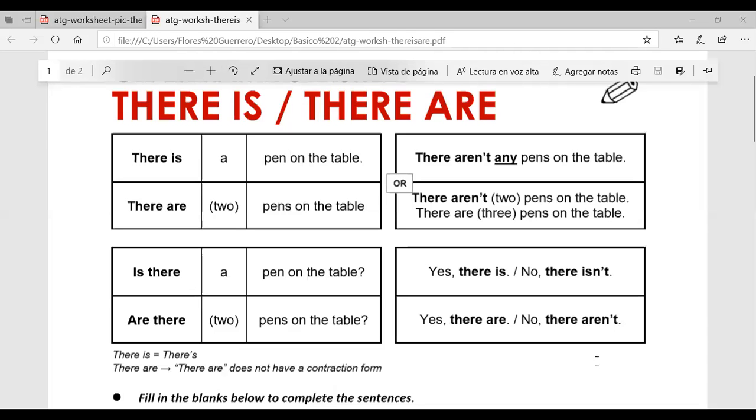Okay, we're gonna use there is for singular, and there are for plural. And this is what we have here in this chart. It explains that there is is for singular objects, okay? As we said yesterday, we're gonna use it in affirmative singular, there is. But if it's negative, we use there isn't. For plural, in affirmative statements, we use there are. And for negative, as we see here, there aren't. But if it's a question, we use is there, okay?